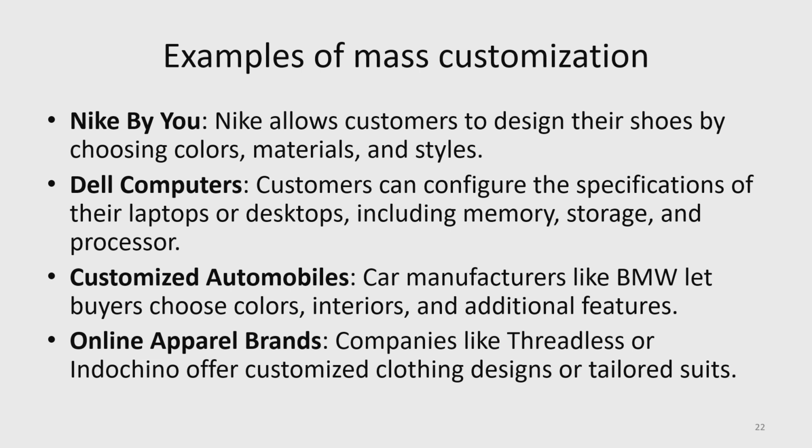Customized automobiles: car manufacturers like BMW let buyers choose color. That means the basic thing is this one, but you go and tell them I need only this color. They can make that.